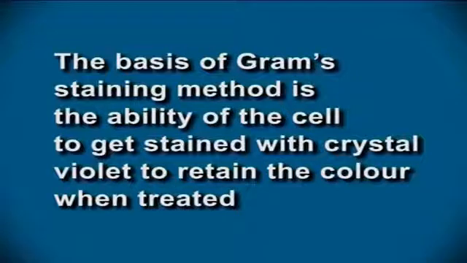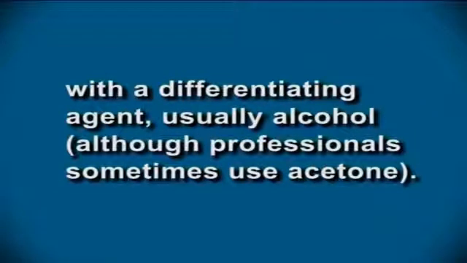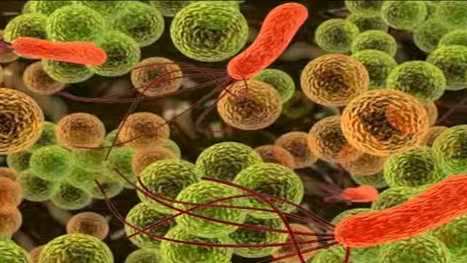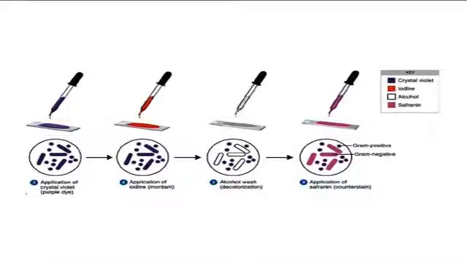The basis of the gram staining method is the ability of the cell to get stained with crystal violet and to retain the color when treated with a differentiating agent, usually alcohol, although professionals sometimes do use acetone. They are further stained in the contrasting color of a counter stain, usually pink or red. Bacteria that retain the violet or purple color are called gram-positive. Those that lose the violet or purple color but take the pink or red are called gram-negative. Figure 4 shows the gram staining procedure.